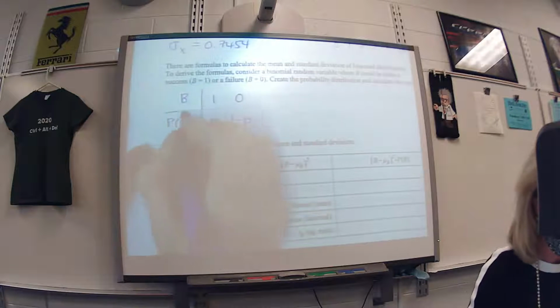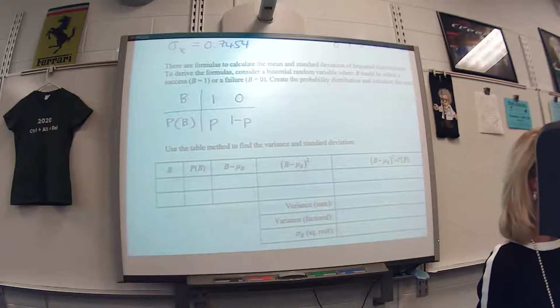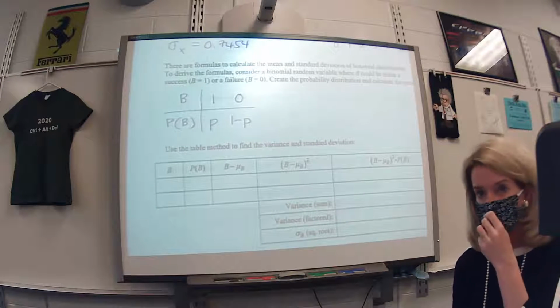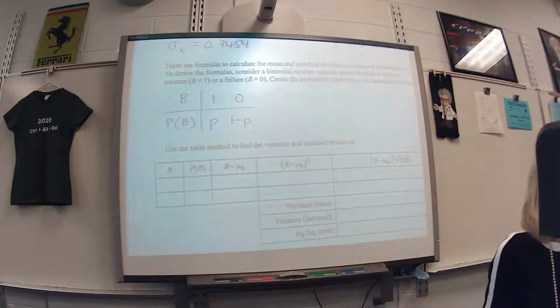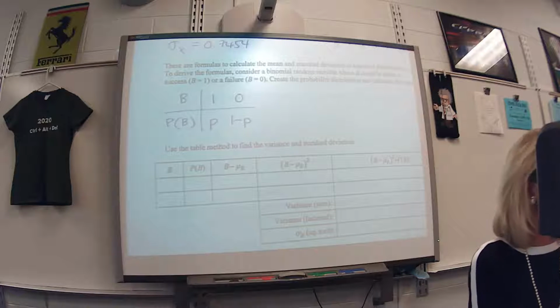And we are going to go through our table method using variables. And this is why they list Algebra 2 as a prerequisite for this class, because every once in a while we do get into some steps that require a little bit of algebra background.